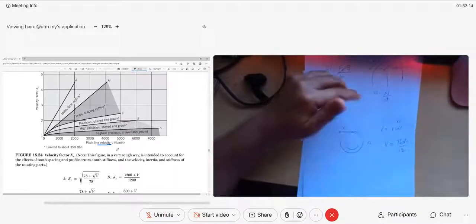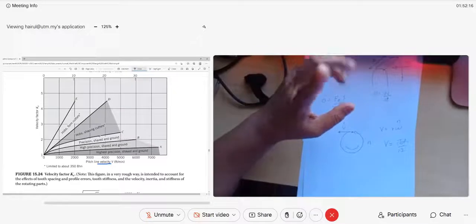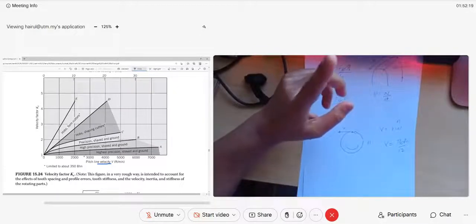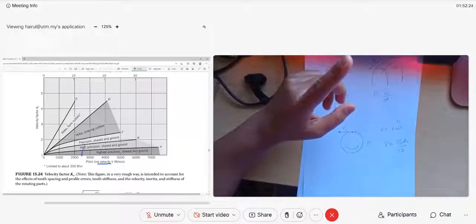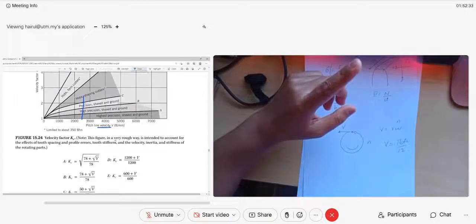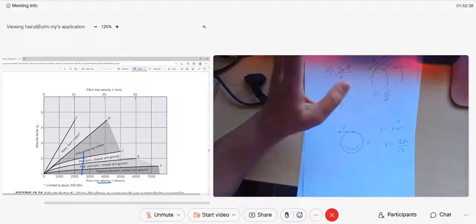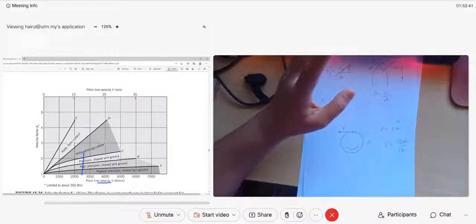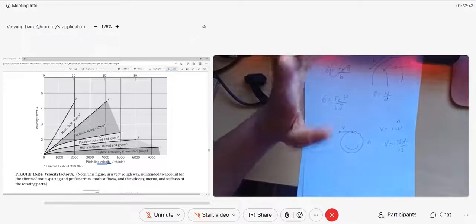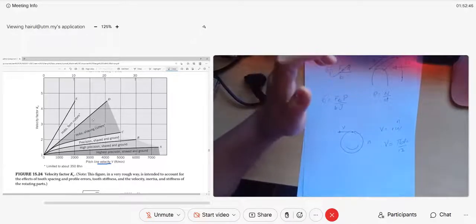For English units, you calculate your pitch line velocity. For example, you use a hob shaping cutter, and let's say you calculate a pitch line velocity of about 2,500 feet per minute. So you are using hob cutters, and you can get your Kv like this. Actually, guys, we don't use this graph much to find Kv. This graph is only to make sure what zone you are in. If you say hob shaping cutters, you are zone D. The first is E, hob form cutters, the hobbing process.